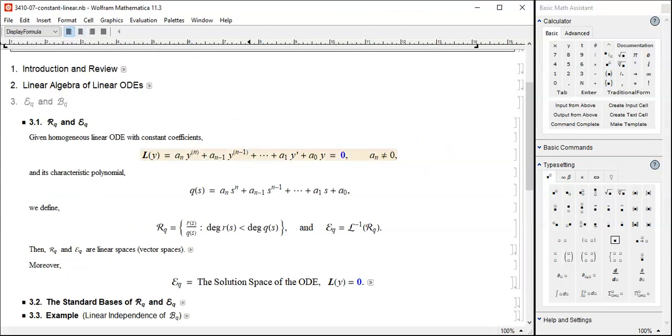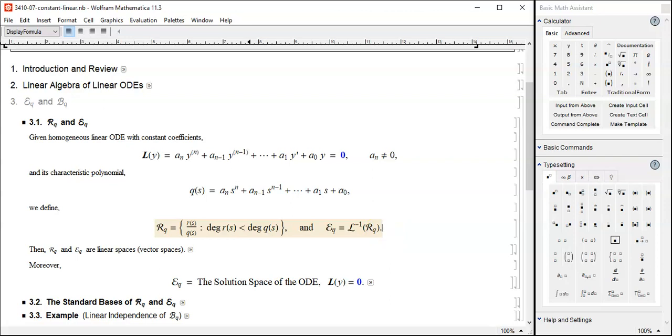Given a homogeneous linear ODE with constant coefficients and its characteristic polynomial, we're going to define the set R_Q as the set of all proper rational expressions whose denominator is the characteristic polynomial Q of s. Here, proper rational means the degree of the numerator is less than the degree of the denominator. We can prove that R_Q is a linear space or a vector space.